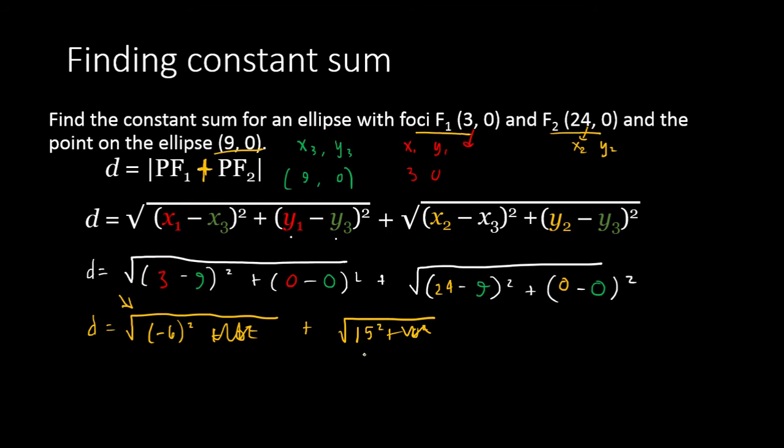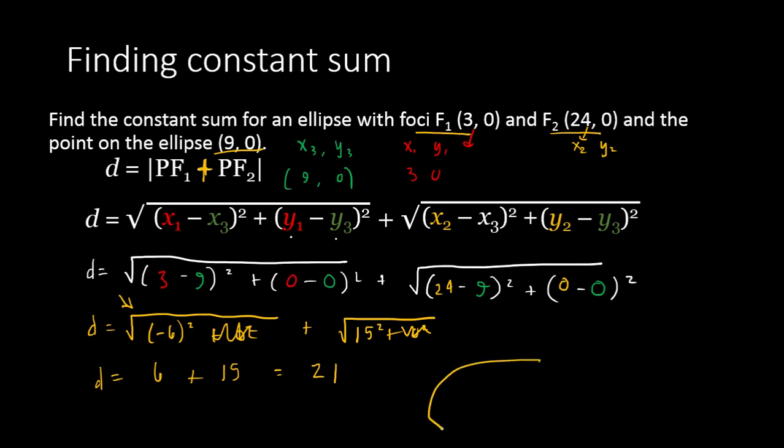So what's the square root of 6 squared? 6, right? I don't even have to know what 6 squared is. The square root of 6 squared is 6. And the square root of 15 squared is just 15, right? So my distance is equal to 21.